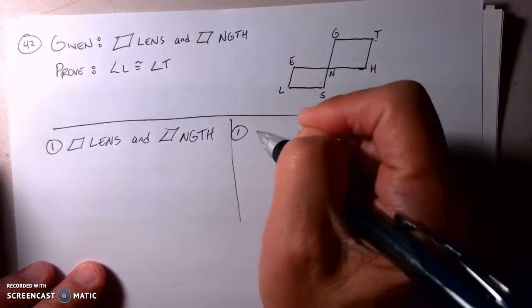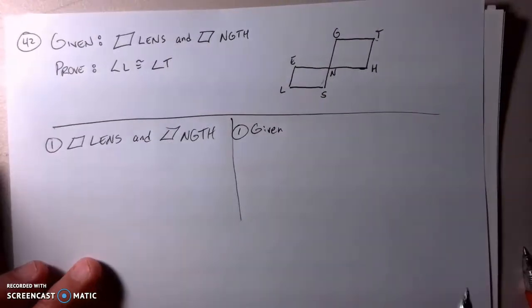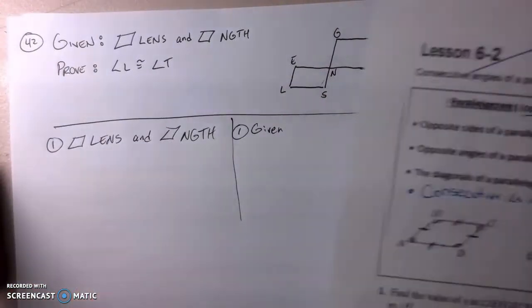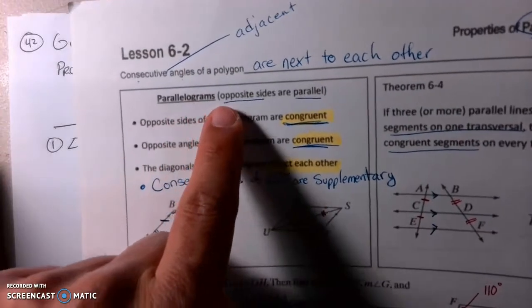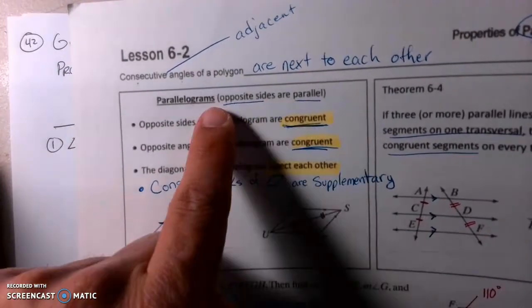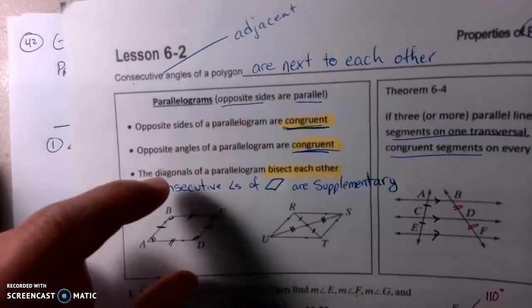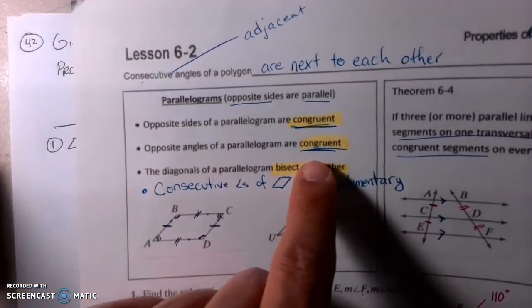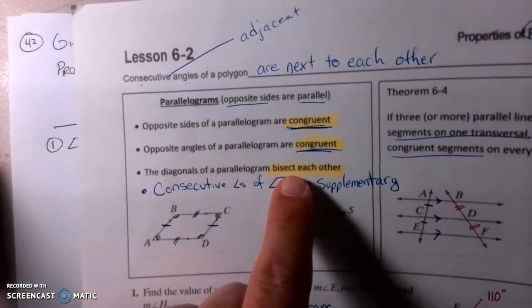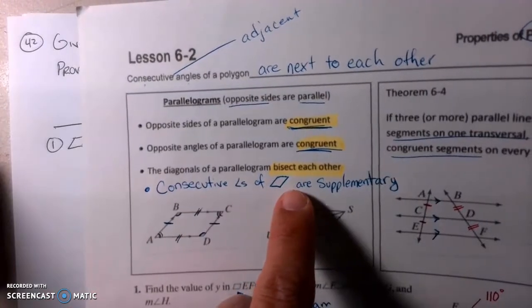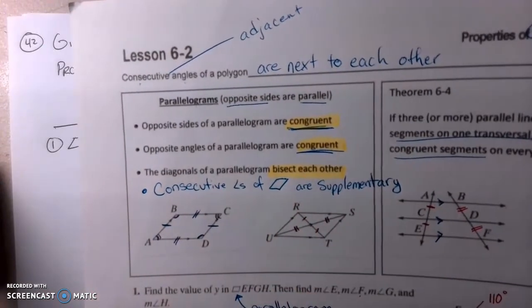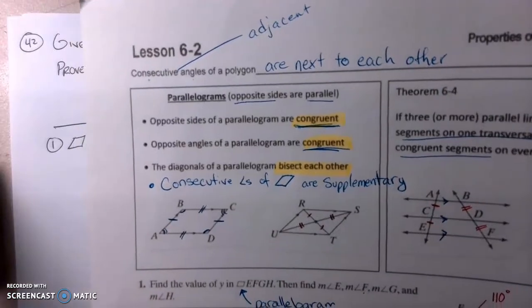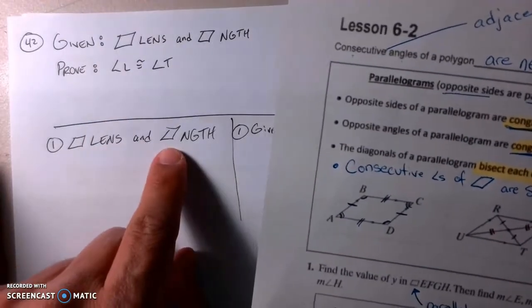That's given. Now, because you have parallelograms, there are a lot of different properties. I'm looking back in our notes here. In parallelograms, opposite sides are parallel. That's the definition of a parallelogram, when you have opposite sides parallel. But also, opposite sides are congruent. Opposite angles are congruent. The diagonals bisect each other. Consecutive angles of a parallelogram are supplementary. So it's potentially 5 different things that can occur given the fact that you have parallelograms.